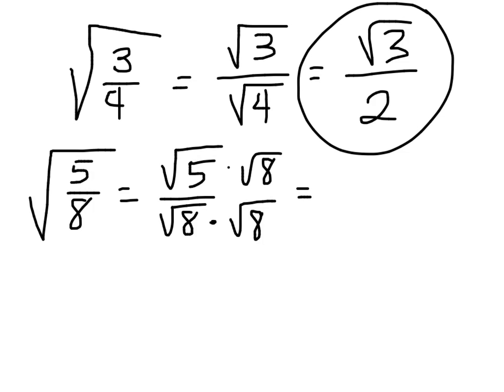What's 5 times 8? 40. So on the top, I got the square root of 40. On the bottom, what's the square root of 8 times the square root of 8? It's 8. Kristen, how did you get 8? 8 times 8 is 64. The square root of 64 is 8. Awesome. I don't know if anybody heard what Kristen said, but she said the square root of 8 times the square root of 8 is 64, and the square root of 64 is 8. Okay, that was correct. Now, I need to reduce the top if I can.